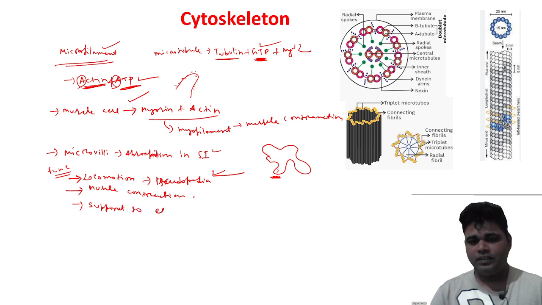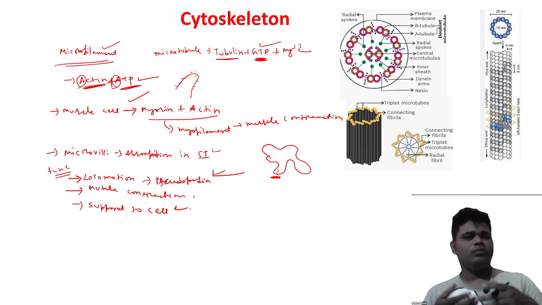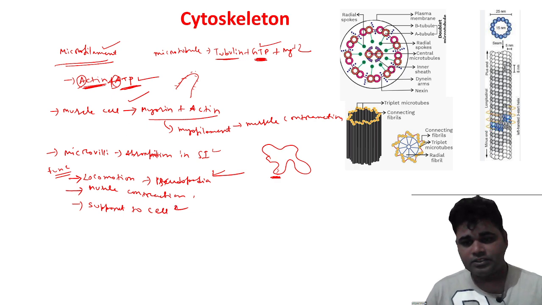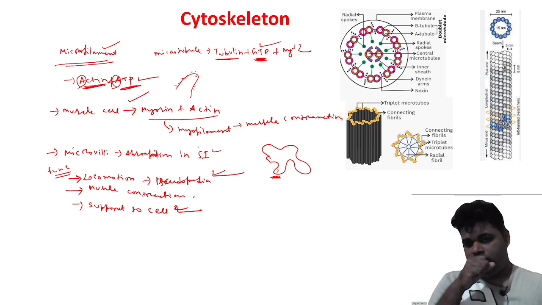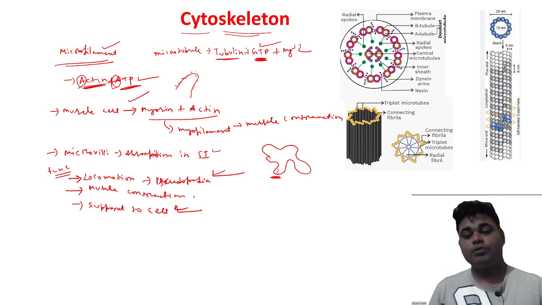Now the third one is it helps in the support to the cell. So remember please, all the cytoskeleton, that means microtubule, microfilament, intermediate filament, their main function is the support to the cell. That's why the name is the cytoskeleton. The skeleton is for providing the support to the cell.